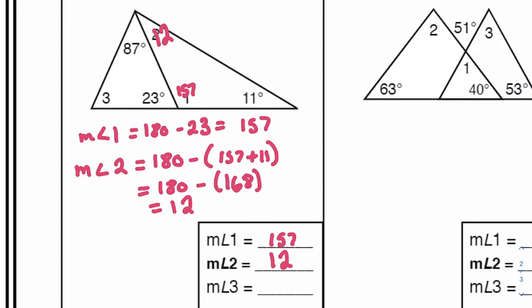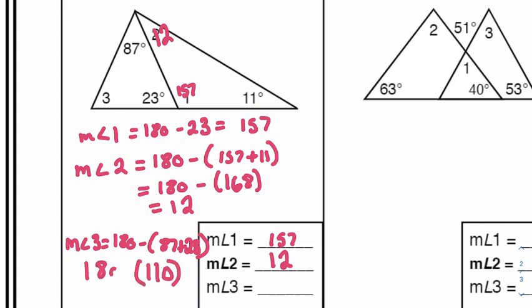The last angle we're going to look for is angle 3. And angle 3 can be found by looking at the smaller triangle here. Notice we have 2 of those angles. So we can add them together and subtract from 180 to find angle 3. So writing this down here, measure of angle 3, we're going to do 180 minus whatever 87 plus 23 is. So 87 plus 23 gives me 110. And we do 180 minus 110, and that gives us 70. So the measure of angle 3 is 70.